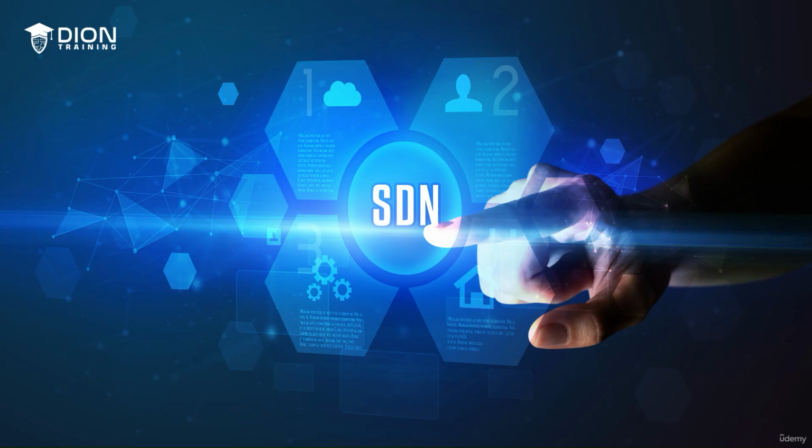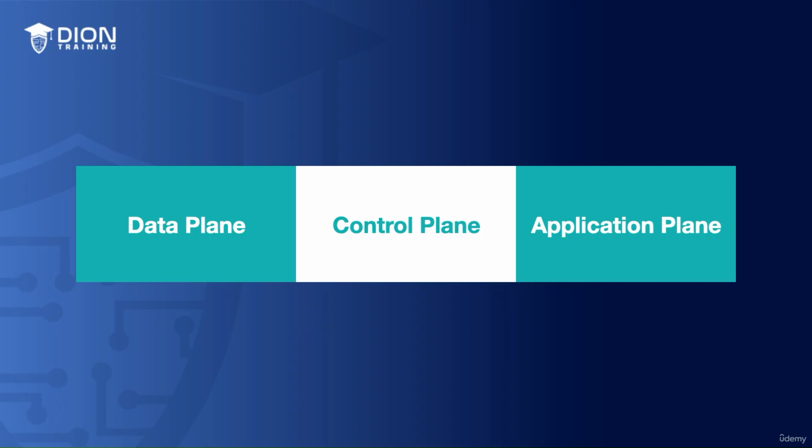SDN architecture decouples the network control and forwarding functions, enabling the network control to become directly programmable and the underlying infrastructure to be abstracted for applications and network services. This separation is achieved through three distinct planes: the data plane, the control plane, and the application plane.